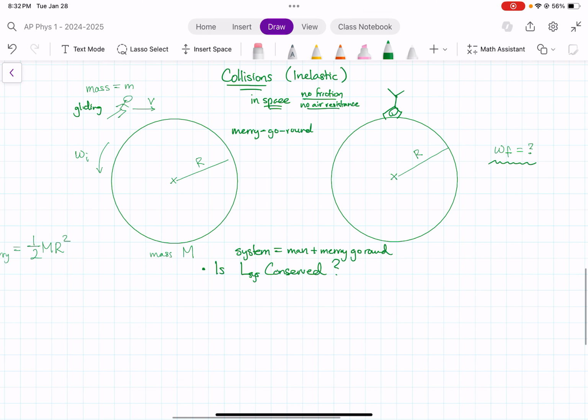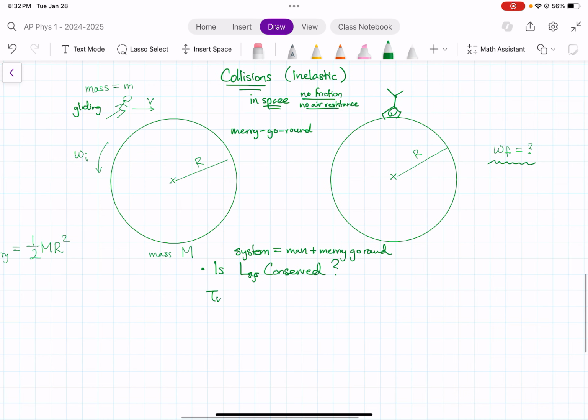Okay, so what implies that L is conserved? What thing has to be true? It's all about the net torque, right? What is the net torque on the system? Are there any torques acting on either the man or the merry-go-round from outside of the system?